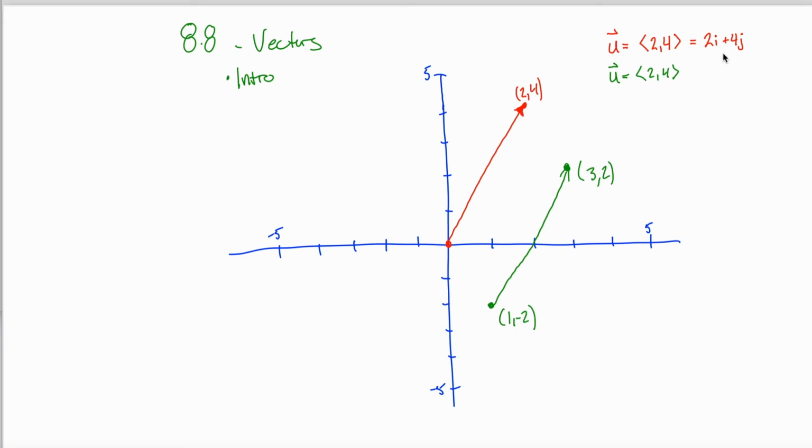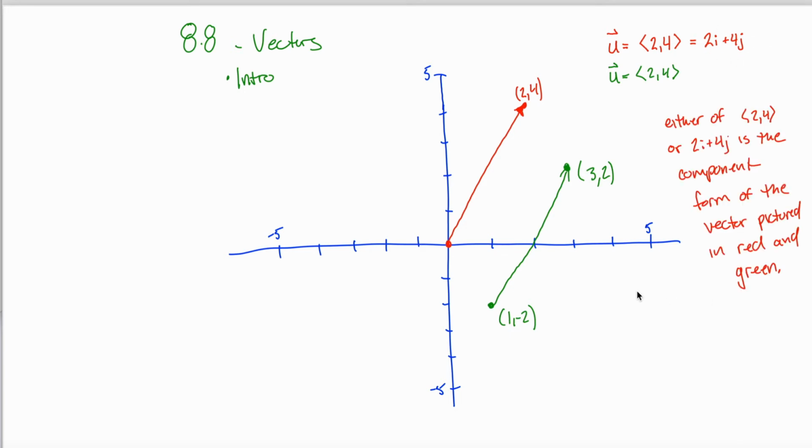They're actually both called component form. And once we learn a little bit more about what i and j mean, we'll understand how they mean the exact same thing. But for now, you can just think of this vector, pictured in both red and green, as being rewritten either in this form or in this form right here. A couple of comments here. We'll focus on two-dimensional vectors, but vectors don't have to be two-dimensional. They could be three-dimensional or even more if we added more components inside here.